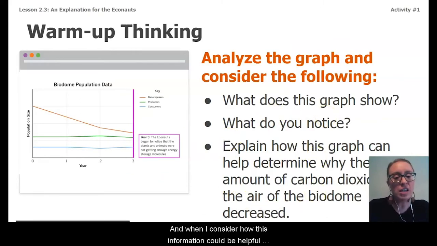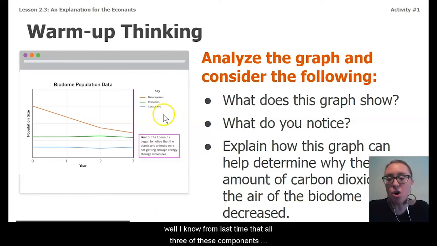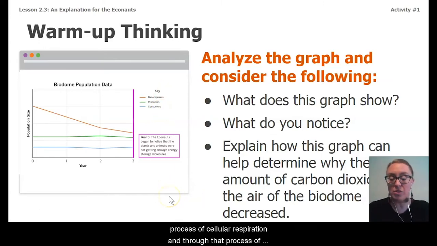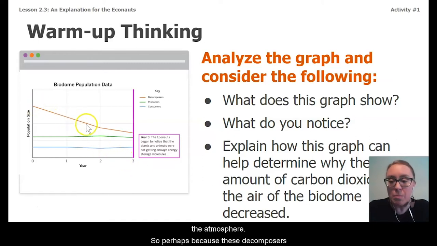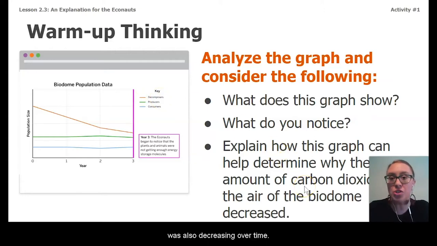And when I consider how this information could be helpful in determining why the amount of carbon dioxide in the air of the biodome decreased, well, I know from last time that all three of these components of our ecosystem, all three of those undergo the process of cellular respiration. And through that process of cellular respiration, we are adding carbon dioxide into the atmosphere. So perhaps because these decomposers are reducing in numbers, it's decreasing over time, that could maybe be the link to why our carbon dioxide was also decreasing over time.